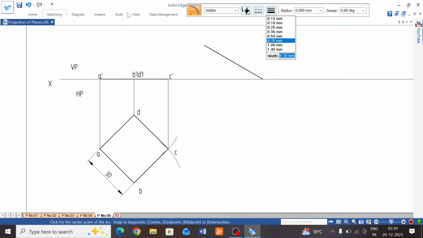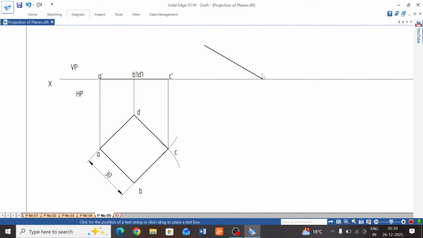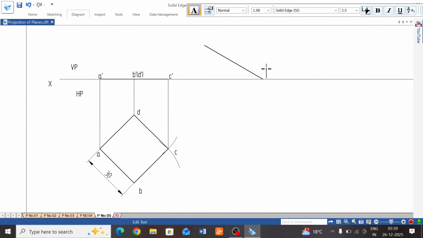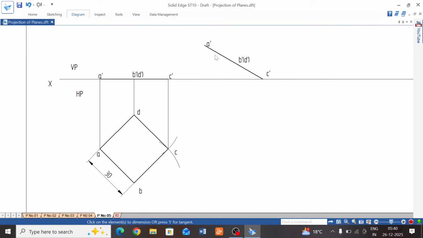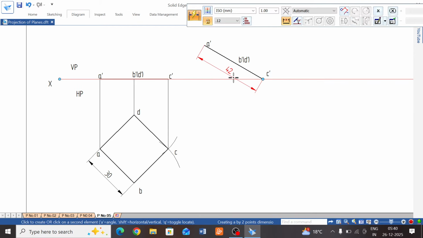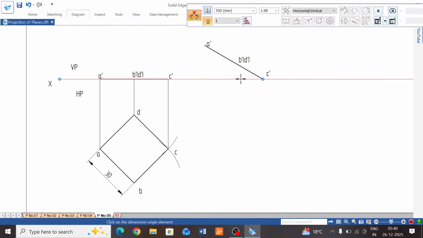Now name those. Write C dash as the base point, the midpoint is B dash, D dash, and the apex point is A dash. And write those angles, 30 degrees. Show the angle, 30 degrees.